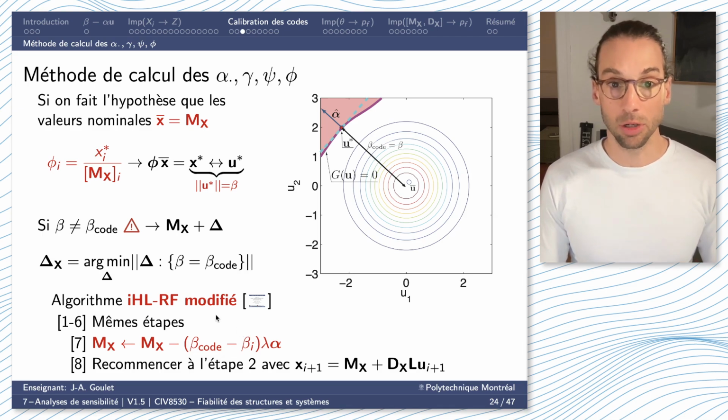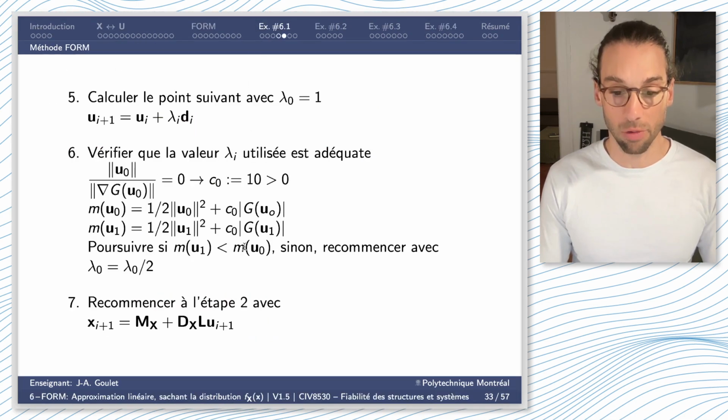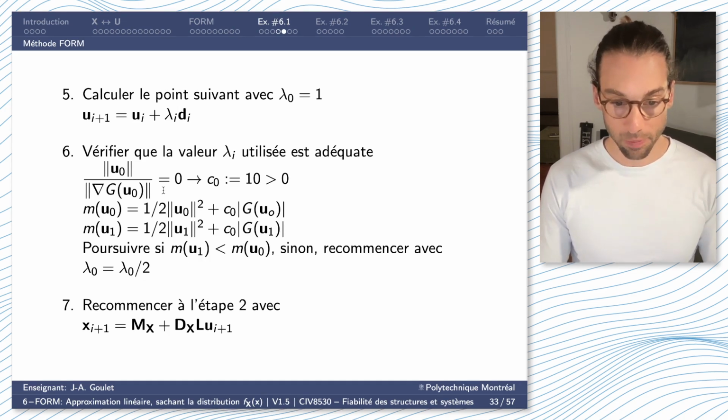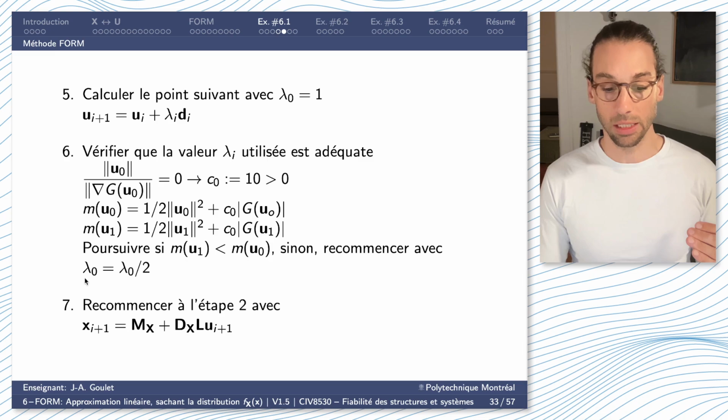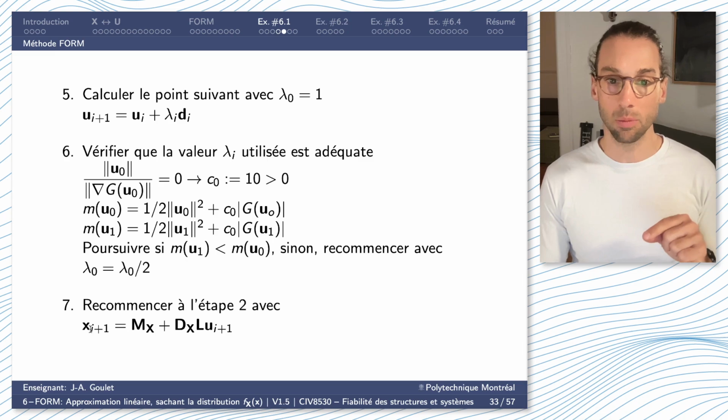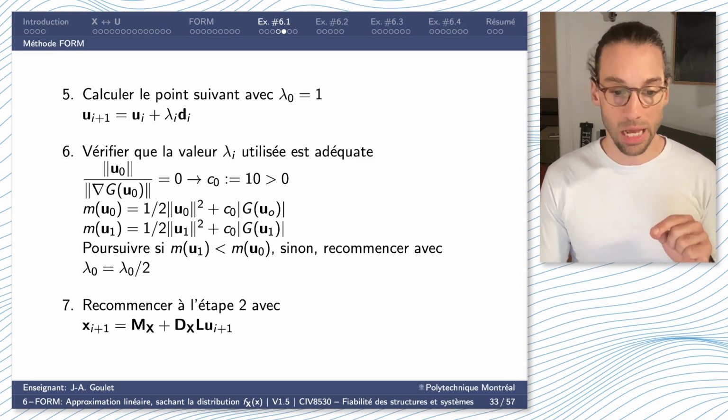And to do this, I'm going to repeat exactly the same steps that I have in my iHLRF method that I've seen already in module 6. In module 6, we had steps 5, 6, 7. So every step from 1 to 6 is the same. And here, before recomputing my new corresponding point in the original space, I'm going to do that additional step.